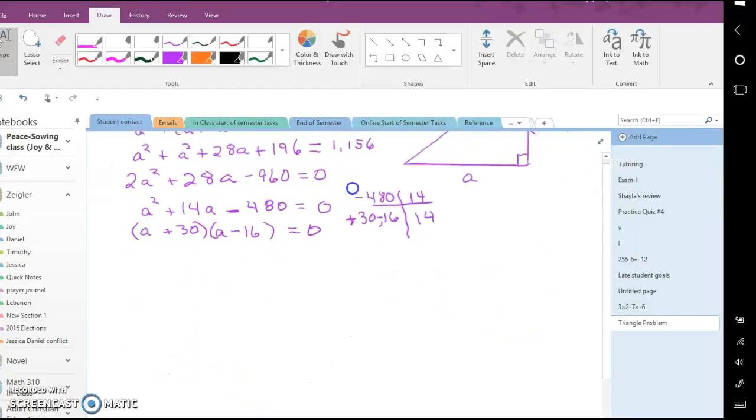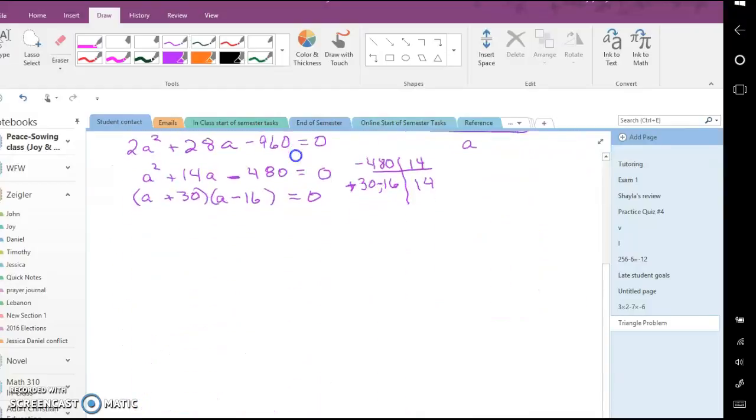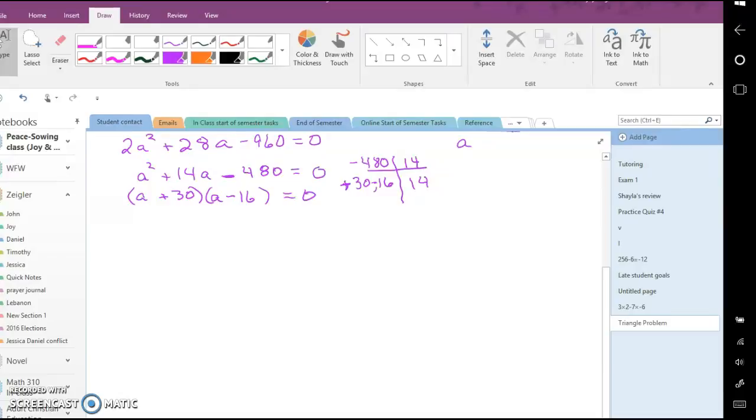Now all we have to do is solve for A, and this equation has two solutions. We find those because A plus 30 has to equal 0 in order for this equation to equal 0, or A minus 16 has to equal 0. So we subtract 30 from both sides and we get A equals negative 30, or we add 16 and we get A equals 16. So which of these is the correct solution?